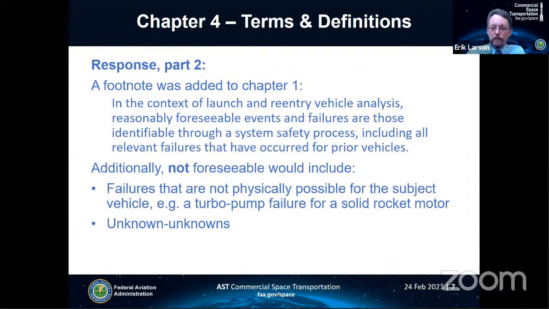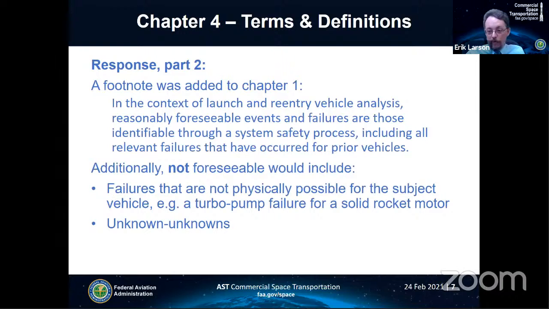For foreseeable, we added a footnote to try to explain more on what foreseeable is. These are failure modes that are identifiable through a system safety process, and that includes all relevant failures that have occurred for prior vehicles. By identifiable, it means that if a solid, rigorous system safety process were followed, doing a functional hazard analysis, this is something that you would be able to identify through that process.